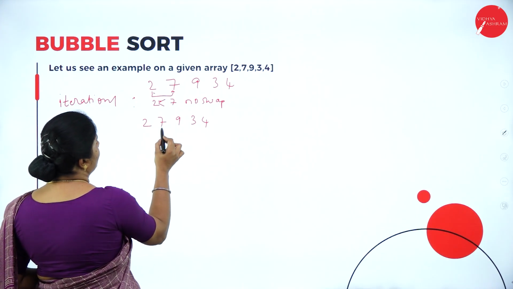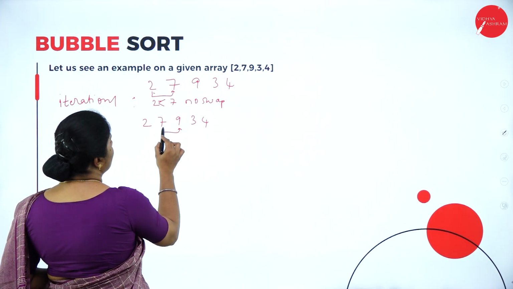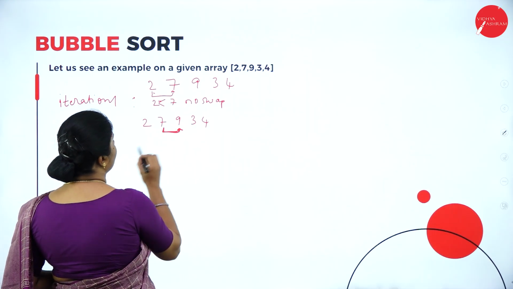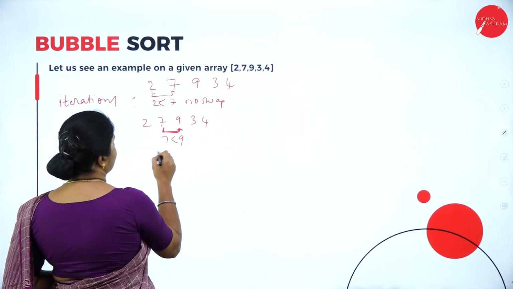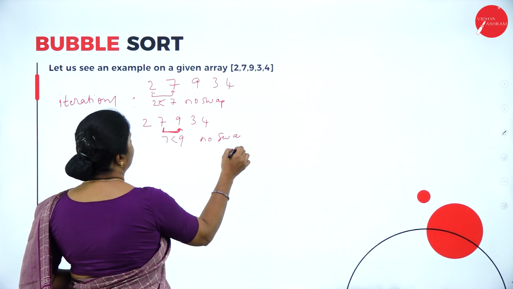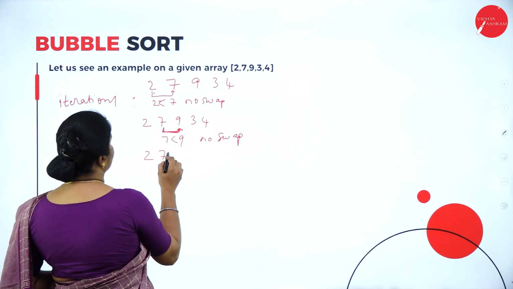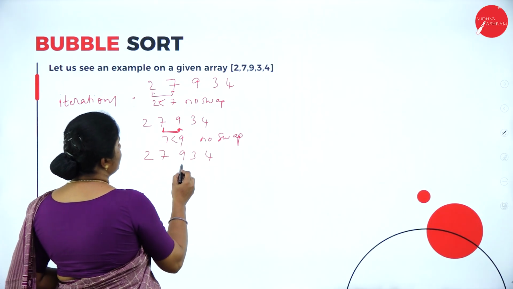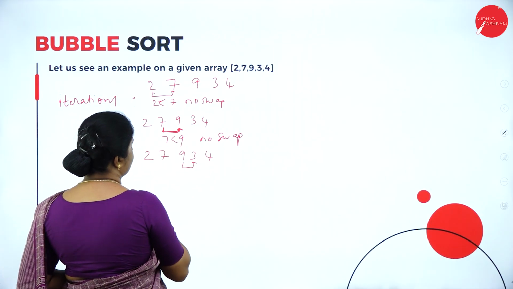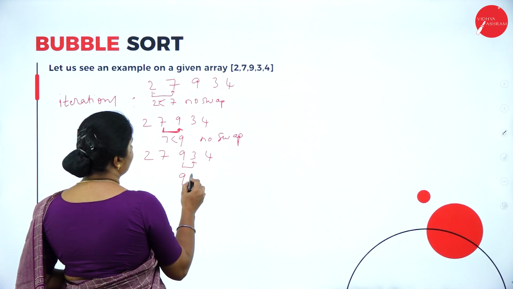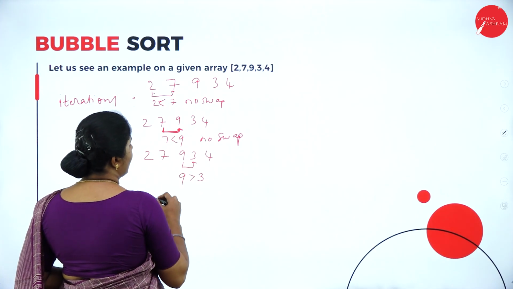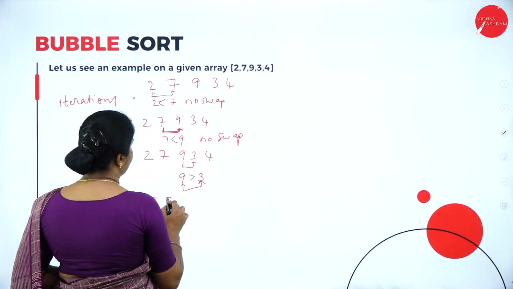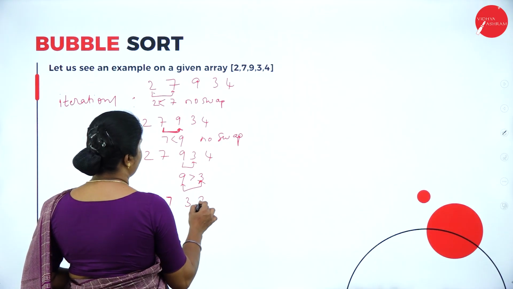Next, in step 2, I will compare the next set of elements, that is 7 and 9. 7 is lesser than 9, so no swap. Hence my array list will be like this: 2, 7, 9, 3, 4. Next, I am going to compare these two elements, 9 and 3. Is 9 lesser than 3? No, 9 is greater than 3. Hence, 3 should swap with 9. So my array will be 2, 7, 3, 9, 4.